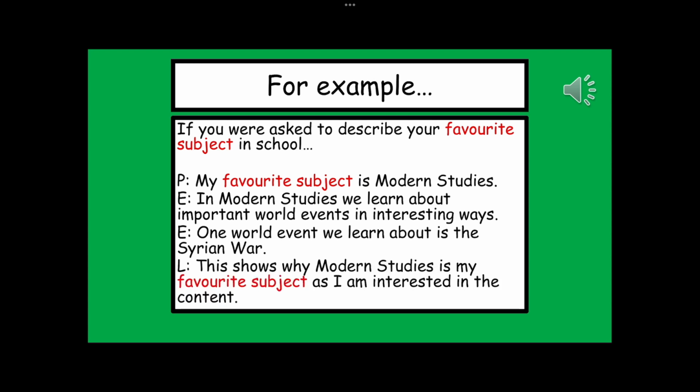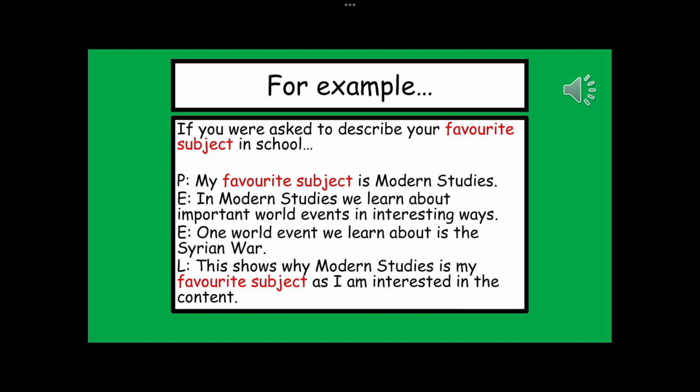So on this slide, we have a little example of how you use the PEEL structure. Now, the example we've got here just now isn't a Modern Studies specific example, just to get you thinking about how to do it, alright? So, if I were to ask you to describe your favourite subject in school, your point would be, my favourite subject is Modern Studies.